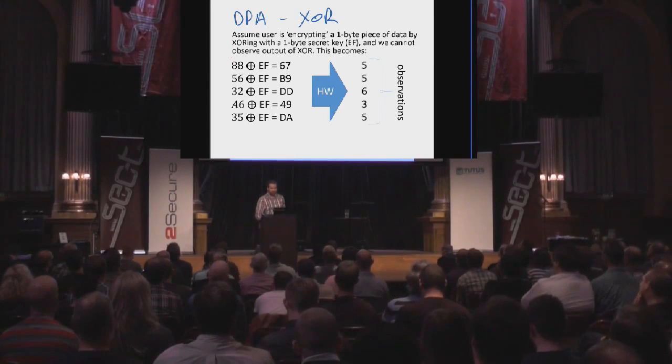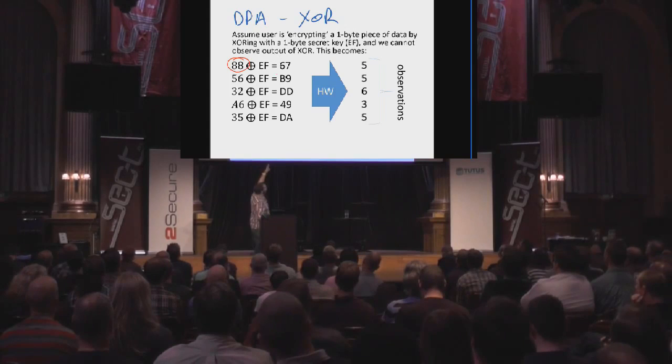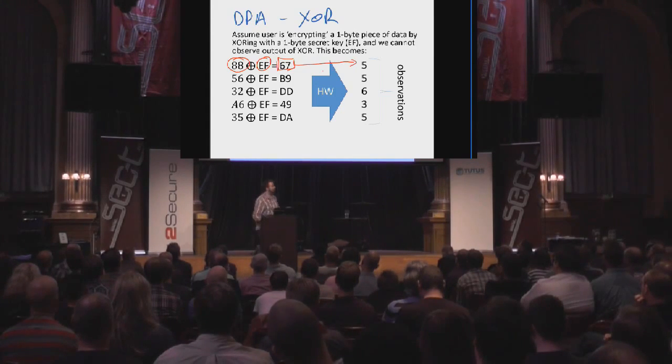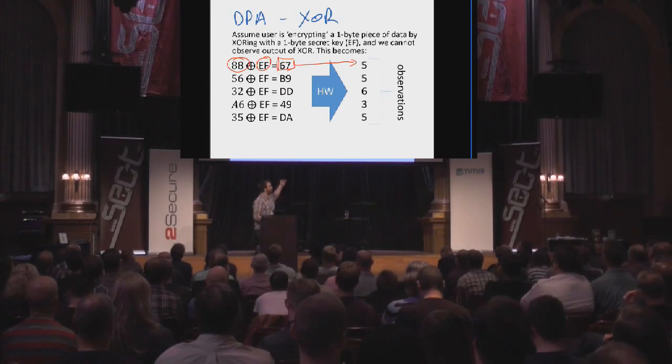Because you can consider that, well, what if, let's say I put in 88 hex. I know it XORs it with the secret key, in this case EF. It's going to generate hex 67. Hex 67 has 5 bits set to 1, so if you convert that to binary, count the number of ones. And same thing with every other input we get. We could figure out what the Hamming weight should be over the data bus.